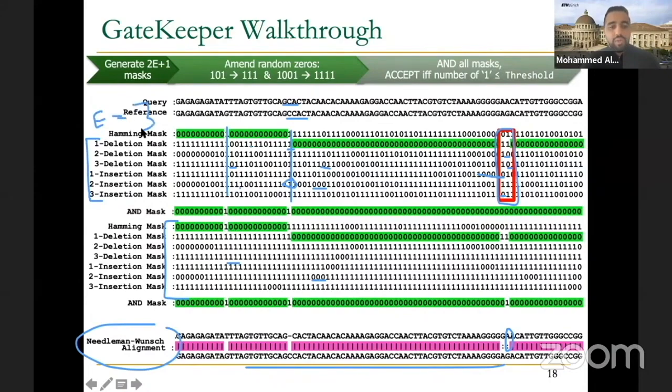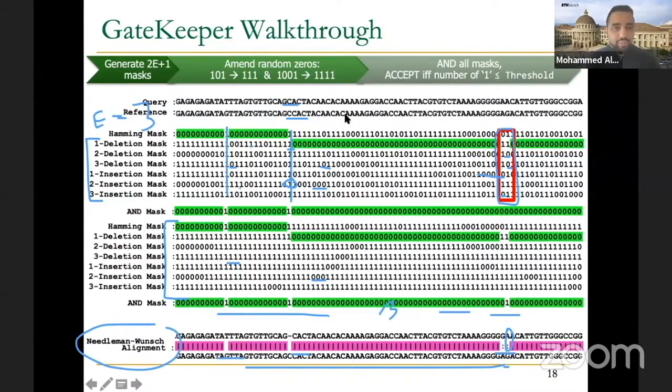If you still remember, E is 3, and E is the edit distance threshold. So how many ones over here is 3, right? Since it's less than or equal the threshold, then this will be accepted. But if you look at the final solution by sequence alignment, 1, 2, 3, 4 operations, 4 operations exceeding the 3, then these 2 sequences we said are dissimilar.